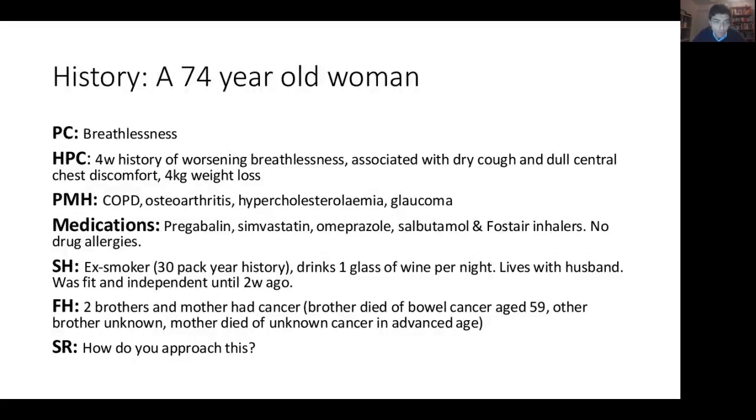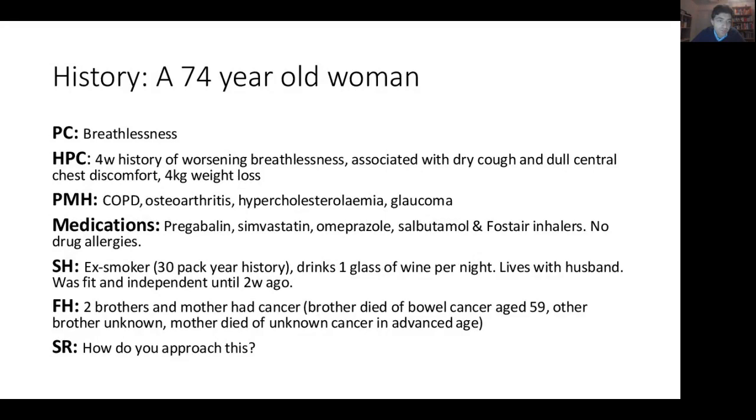It's a 74-year-old woman who turns up to see her doctor feeling breathless. On further pressing her, she has had about 4 weeks of feeling out of breath. She has a dry cough, occasionally some dull central chest discomfort, and has lost a small amount of weight. She, as per most patients in their 70s, has osteoarthritis to some extent, high cholesterol, COPD and glaucoma.